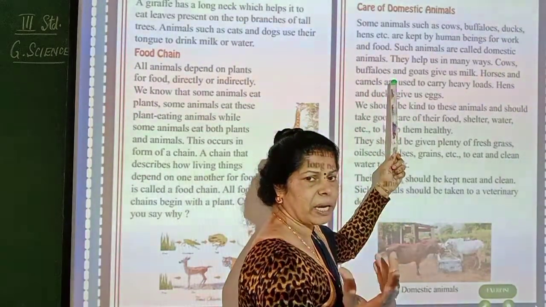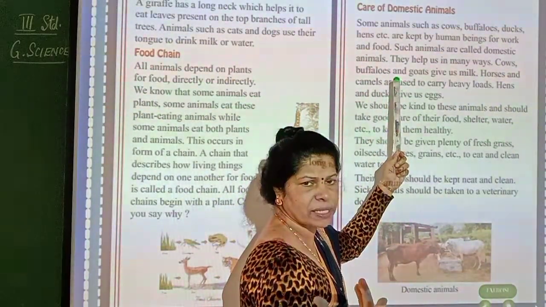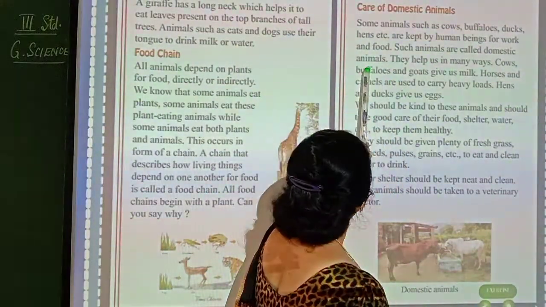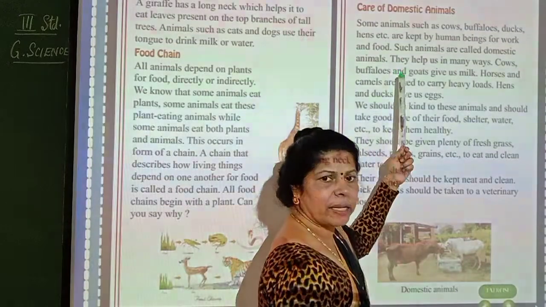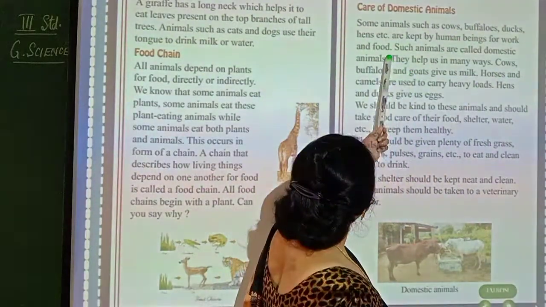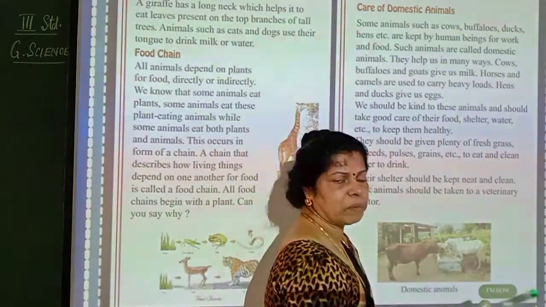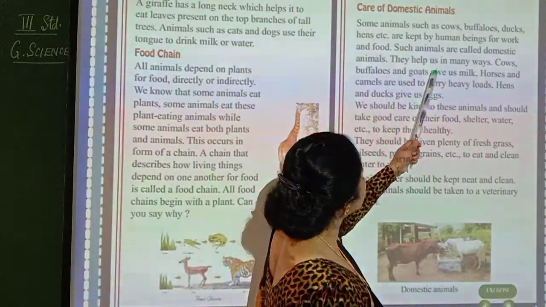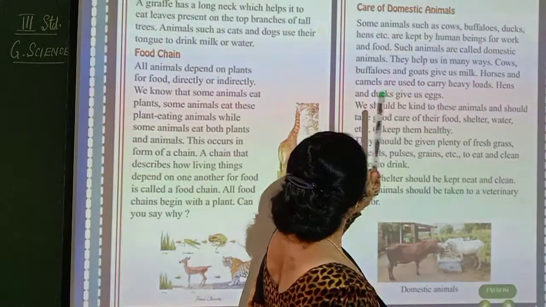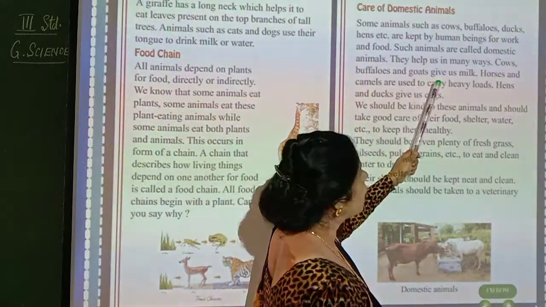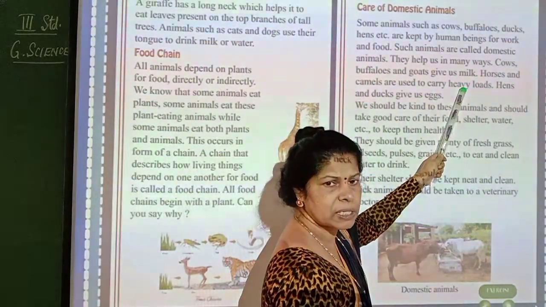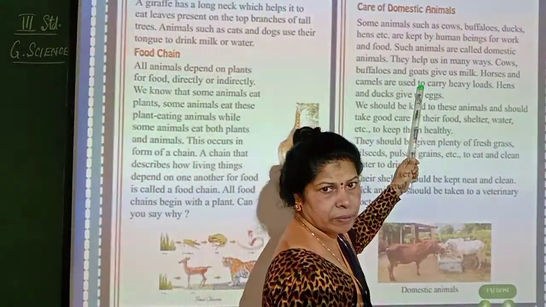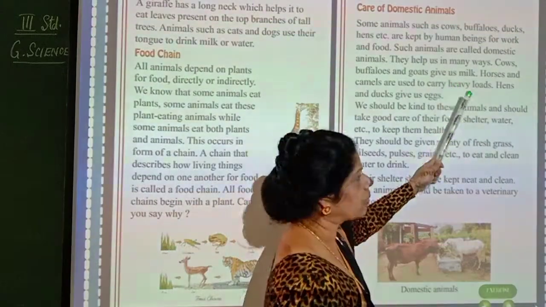See, a hen you are rearing to get eggs. All of you eat eggs, isn't it? So you are getting food from these animals. And from cows, you get milk. Such animals which you are rearing are called domestic animals. They help us in many ways. Cows, buffaloes and goats give us milk.